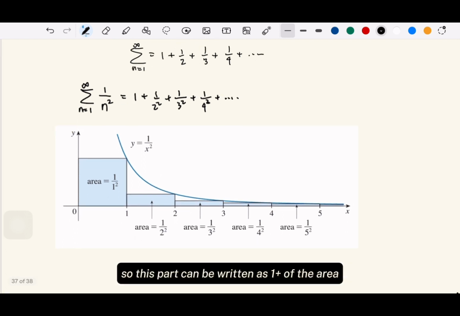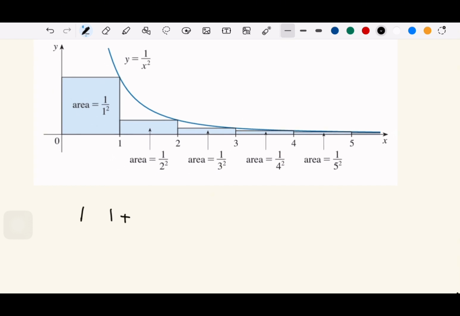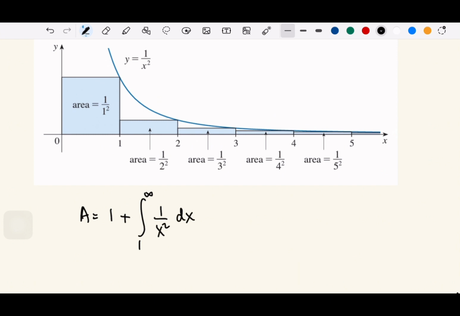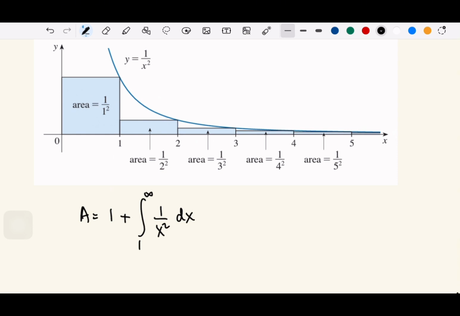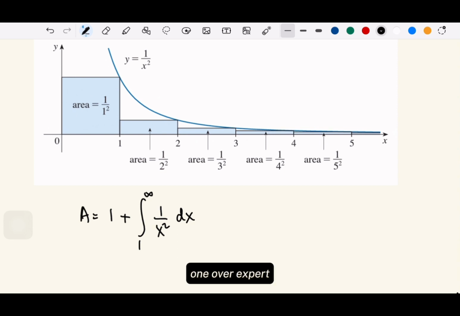So this part can be written as 1 plus the area, so 1 plus the integral from 1 to infinity of 1 over x squared dx, okay? Because the rectangle at the very first, we define that this is already 1, okay? So we are wondering what is the integration from 1 to infinity for this 1 over x squared.